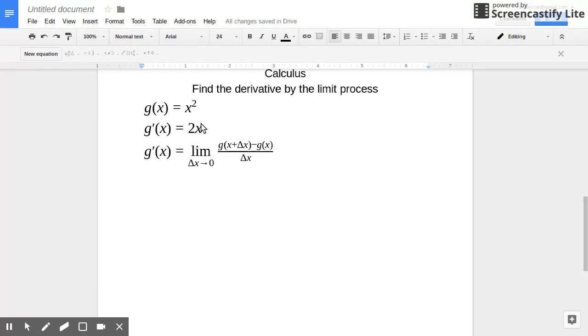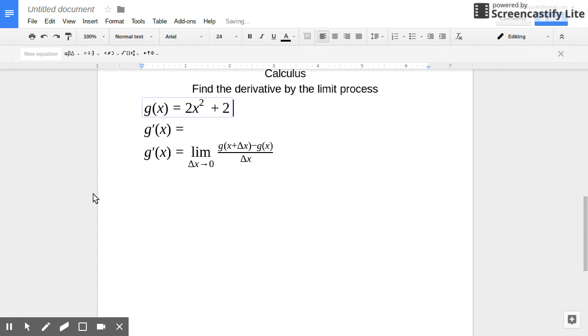Okay, in our last problem, let's go ahead and get a new problem here. I think we'll go ahead and keep that. Let's give it a coefficient of 2. And what else? Plus 2. Let's do that. And let's do something else. Let's call our function, we'll call it h. How's that? And we're going to be looking for h prime of x.